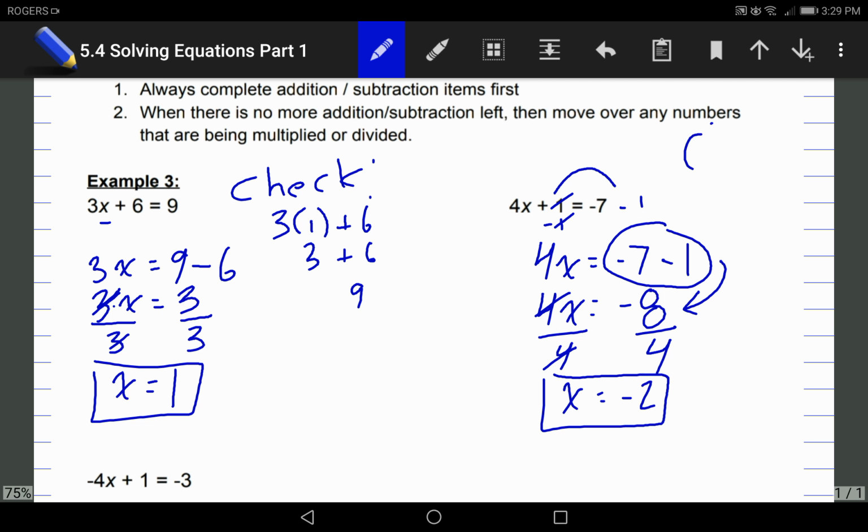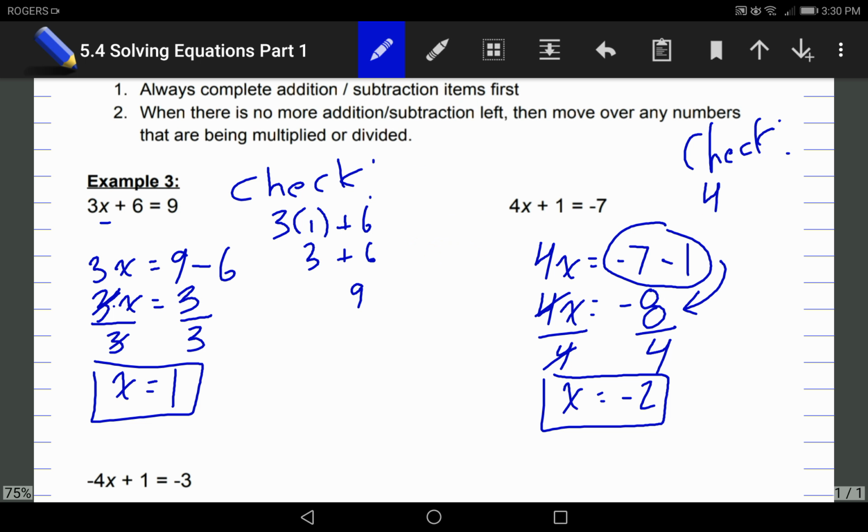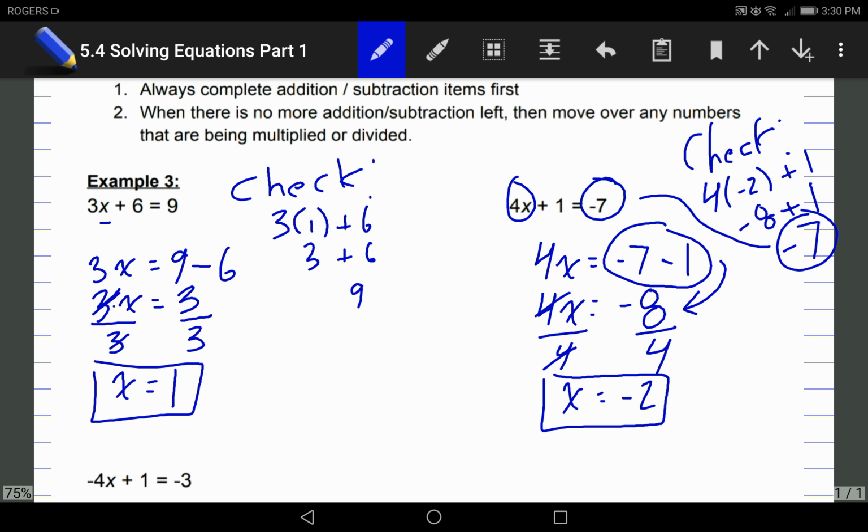Again, you can check your answer. Just plug in negative 2 for x, and then see if you end up getting left side equals right side. So I'll do this one last time here. I'll do 4 times negative 2, because it was 4 times x, plus 1. 4 times negative 2 is negative 8 plus 1. Negative 8 plus 1 is negative 7. And look at this, it works. That means the number that I found was the correct number. X equals negative 2 was the correct number to keep this equation balanced.